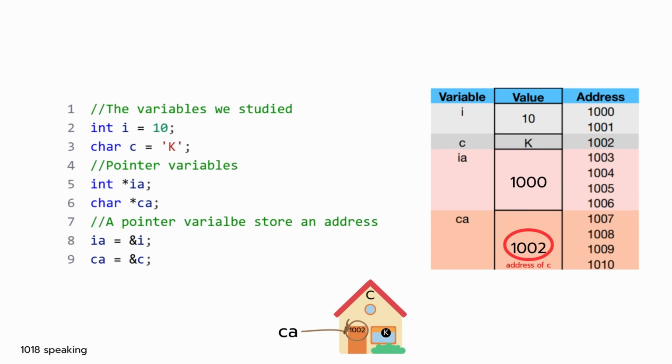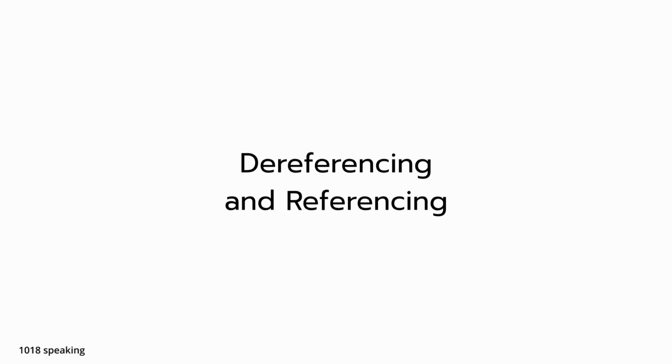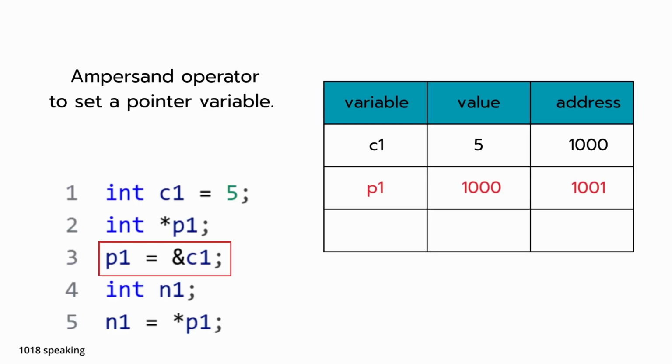But before we go on, let's look at some of the most important concepts, reference and dereference. What does it mean? Reference means taking the address of a variable using the ampersand operator to set a pointer variable. From this example, P1 stores the address of C1. To be valid, a pointer must be set to the address of a variable of the same type as the pointer. Otherwise, the behavior is undefined.